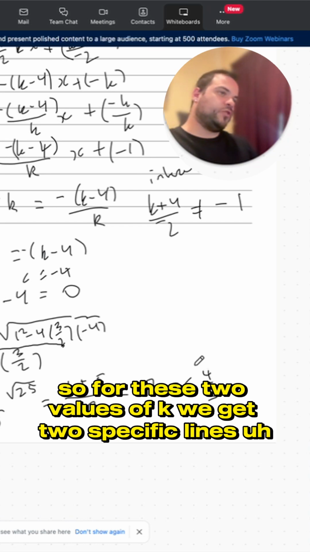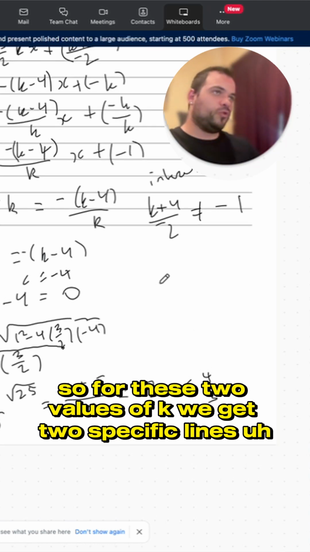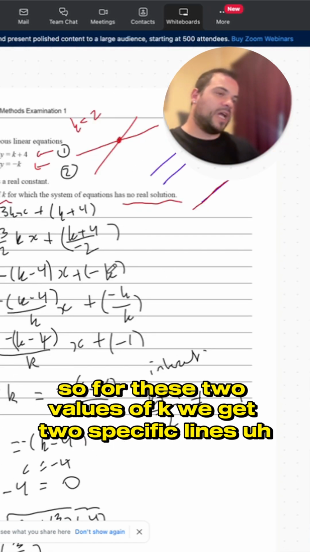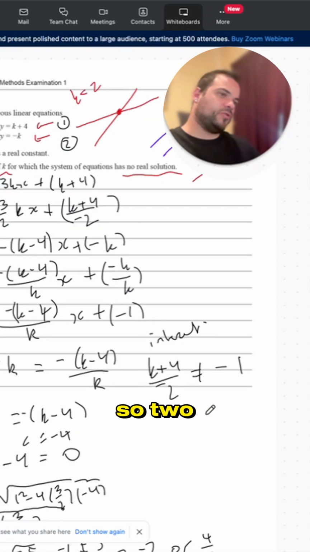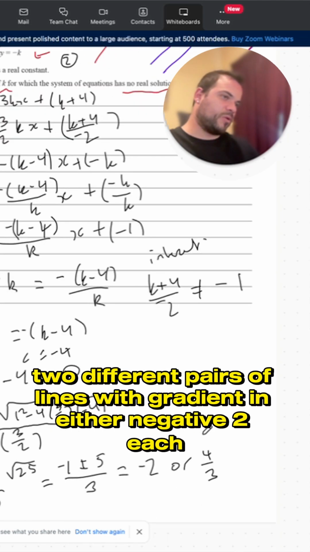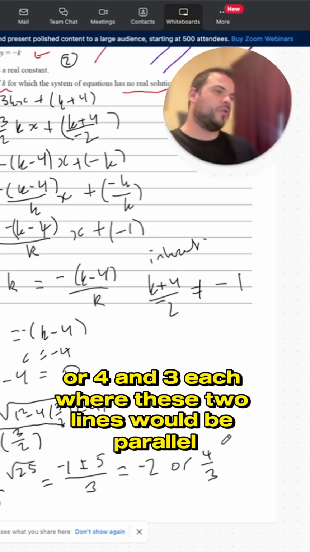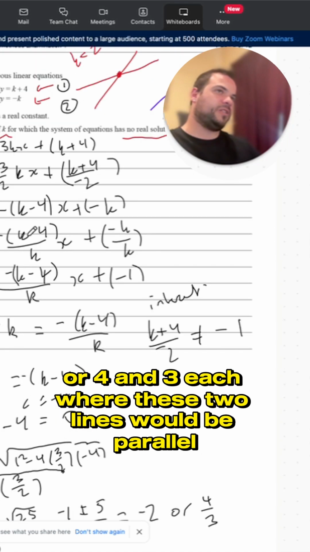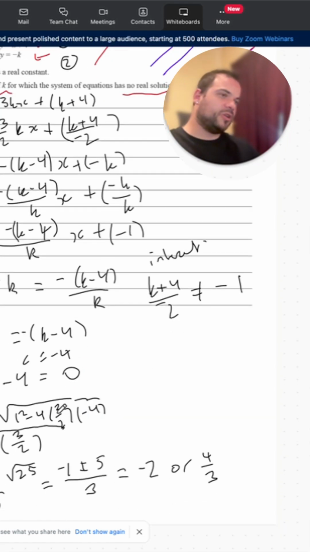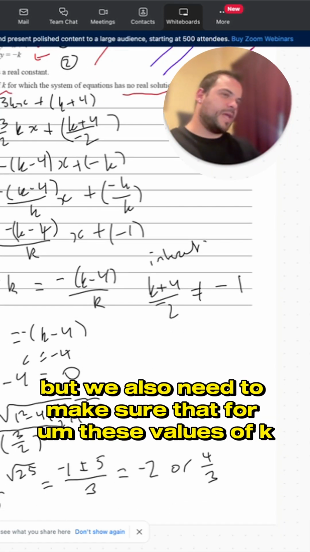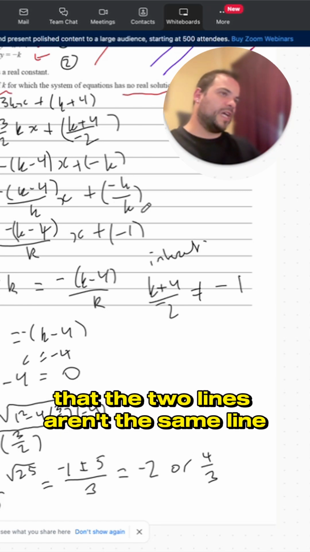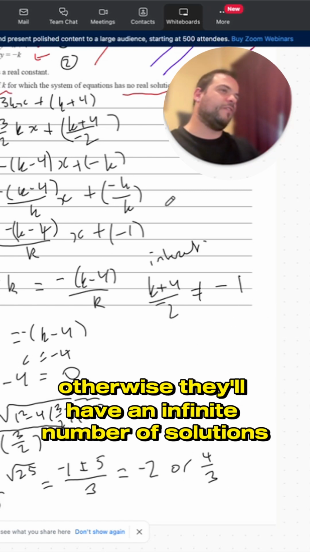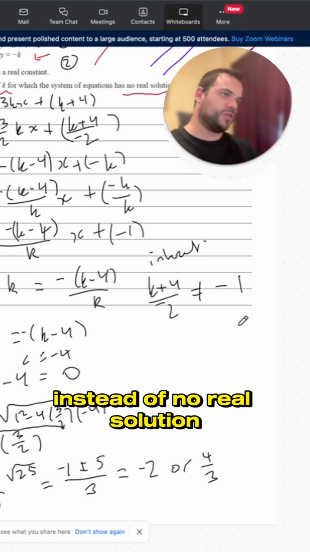So for these two values of k, we get two specific lines. So two different pairs of lines with gradient either negative 2 each or 4/3 each, where these two lines would be parallel. But we also need to make sure that for these values of k, the two lines aren't the same line, otherwise they'll have an infinite number of solutions instead of no real solution.